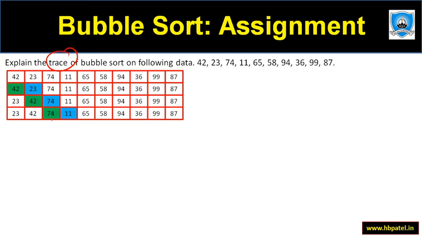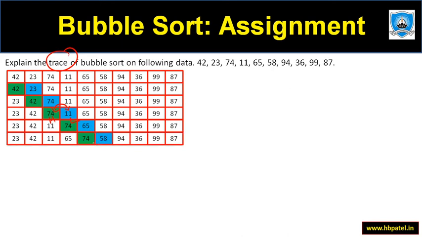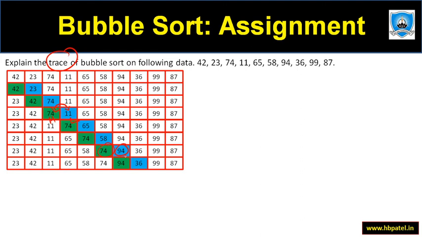If this number is higher than this number, if this one is higher and this one is lower, then in that case we will be swapping, otherwise swapping is not required. So 74 is greater than 65, yes, so swapping. 74 greater than 58, yes, swapping. 74 greater than 94, no swapping. 94 greater than 36, yes, so swapping.